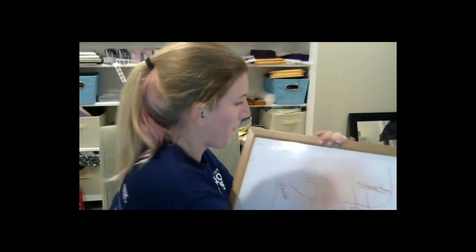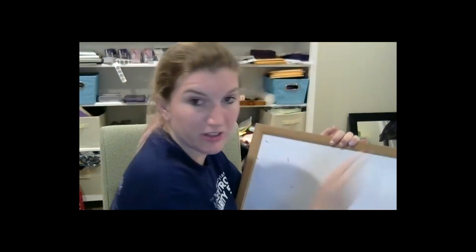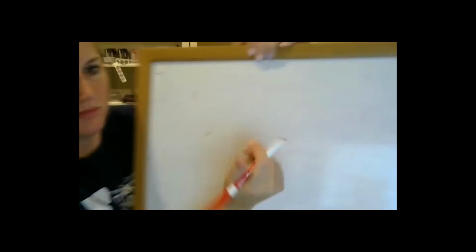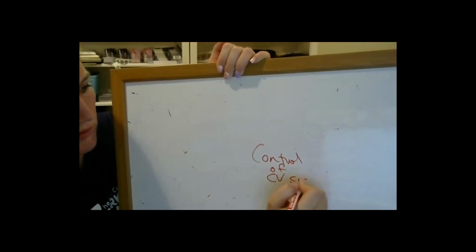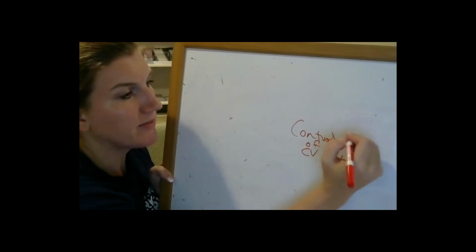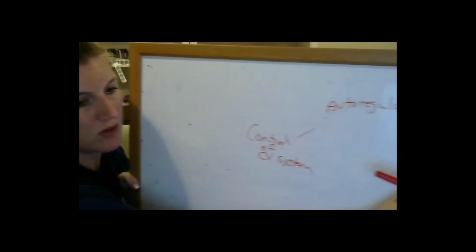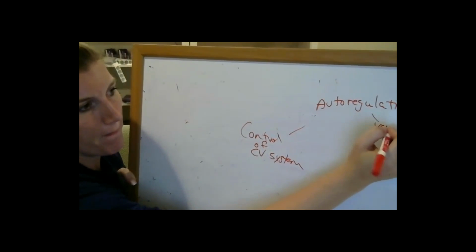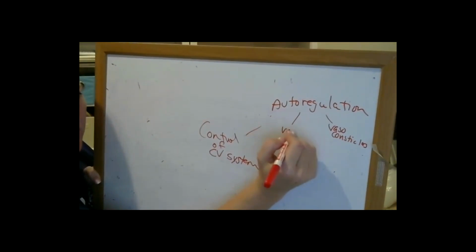We're going to draw a graphic organizer of the control of the cardiovascular system. So in the middle, we'll just write the word control. Control of CV system, right? Control of cardiovascular system. So we have autoregulation. This is using vasoconstrictors and vasodilators.